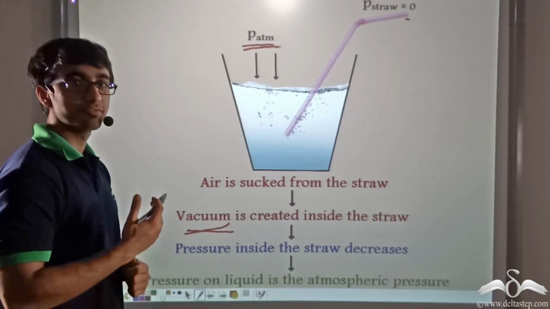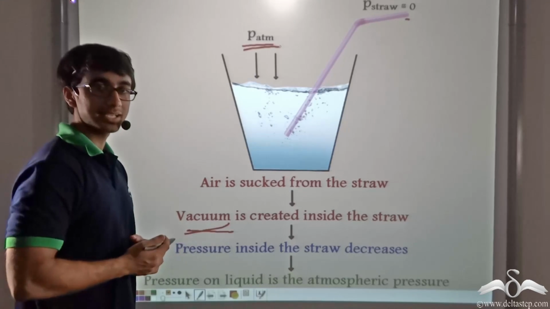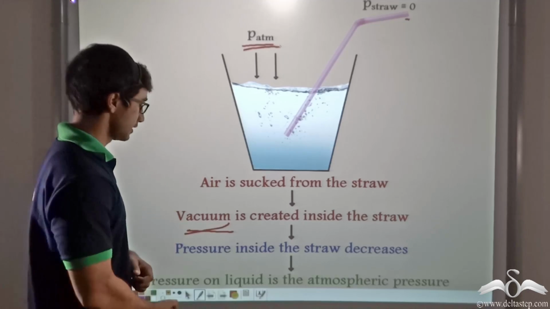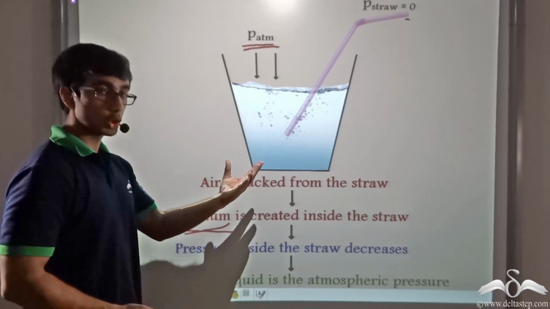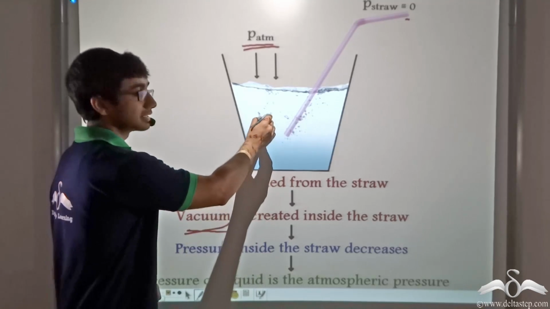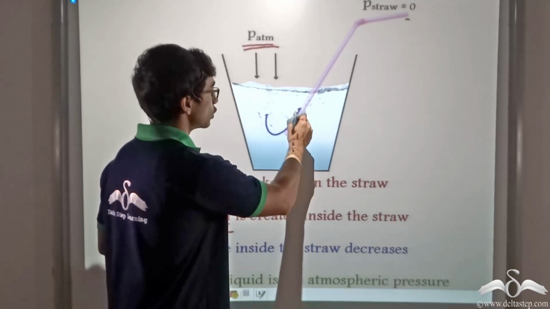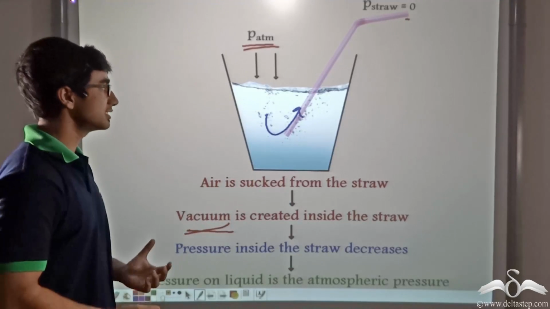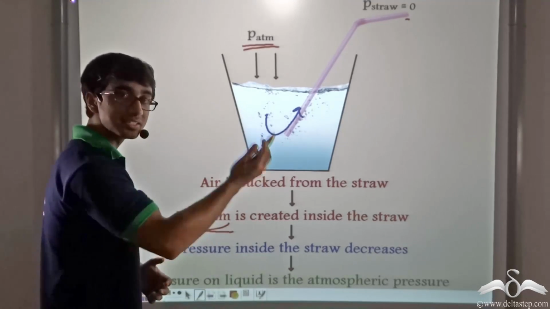And we have studied that fluids, liquids and gases alike, flow from a region of high pressure to a region of low pressure. So in this case, the cold drink will flow from a region of high pressure, that is the bottle, to a region of low pressure, that is inside the straw. So it is due to this reason that the liquid moves inside the straw.